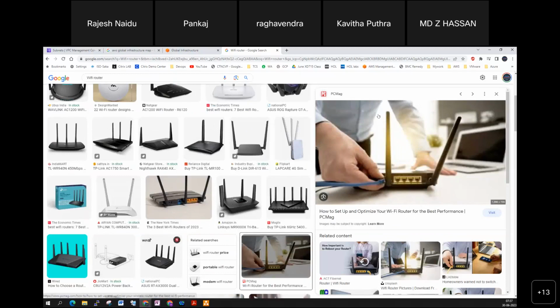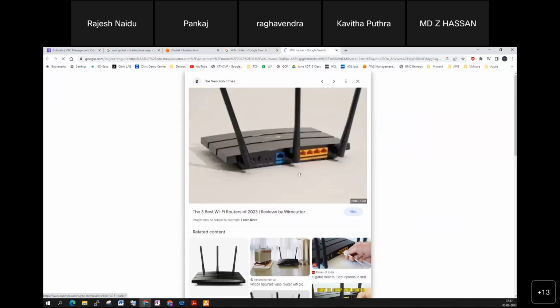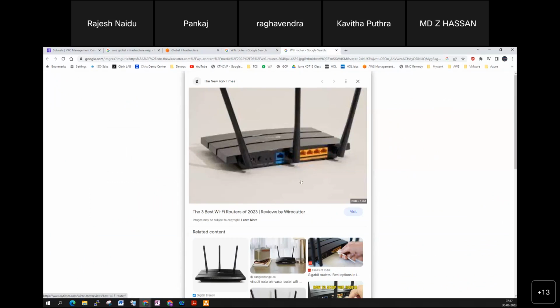So this person is plugging this one cable into this router. This is the internet cable, which we call the WAN cable. This is a WAN communication. You can see this. The blue one is a WAN communication. The yellow ones are LAN communication, local area network communication.